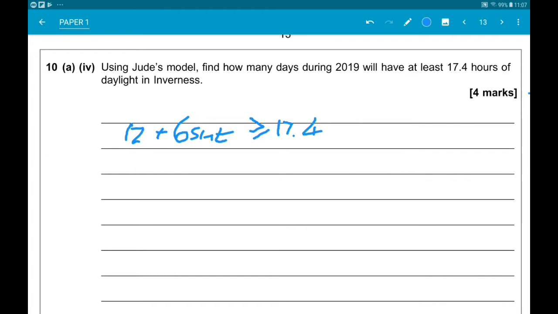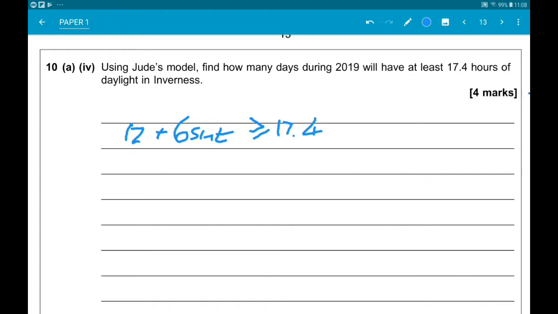So what's going to happen, we're all used to this daylight thing, as time increases from March, you get more and more daylight each day up until mid-June, and then daylight starts decreasing. So what we're going to do is solve this inequality and find the number of days it takes to get up to 17.4 hours. After that, it's going to increase and then start decreasing again. So we're going to need to find the second solution for 17.4.